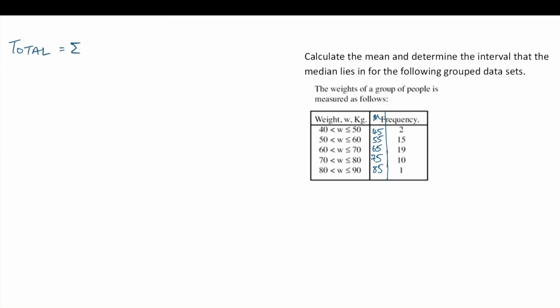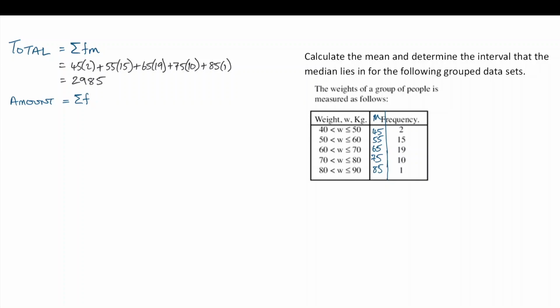To calculate the mean, we're going to need the total and we're going to need the total frequency. The total is going to be calculated by multiplying each midpoint with its corresponding frequency. So the sum of fm, the sum of the frequency value multiplied by the midpoint value. So 45 times 2, 55 times 15, 65 times 19, 75 times 10, 85 times 1. Right, bringing all of that together, we get 2,985.